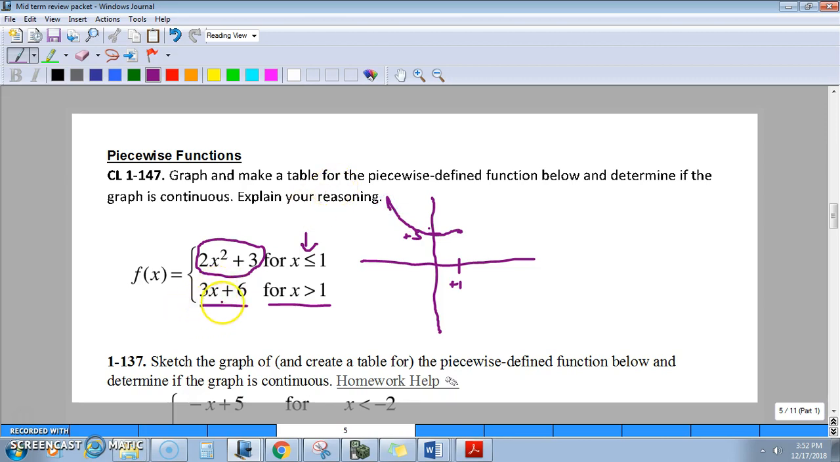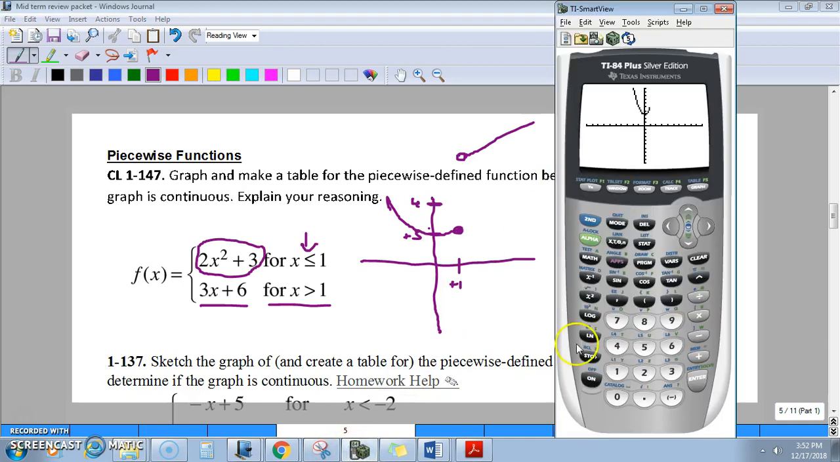And then the bottom function, 3x plus 6, has a y-intercept of 6, but we don't care about that because it's not actually going to exist until positive 1. So my best guess, and its slope is 3, is that it's going to be somewhere up here, but it's going to be an open circle there because we have a closed circle for the other one, which is equal to it, and it's going to be something like that. So let's go ahead and put it into our calculator.